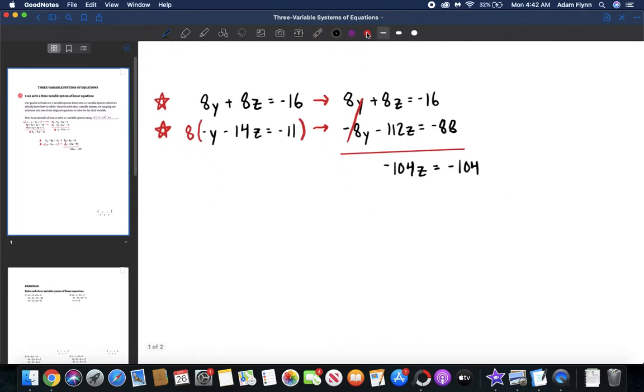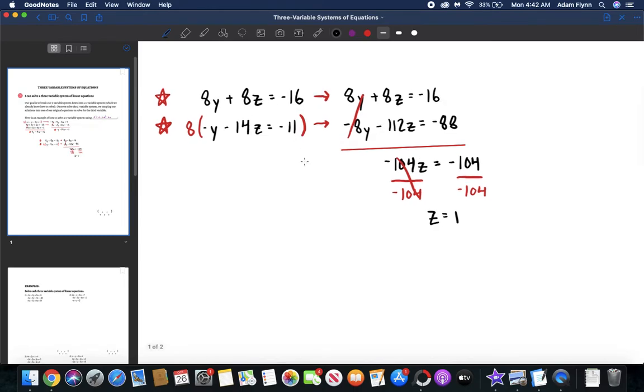So at this point, to isolate my z, I can divide both sides by negative 104. 104 is eliminated, so I end up with z equals 1. Okay, so at this point I can take this 1 that I found for z, plug it into one of my original start equations here, and solve for y.